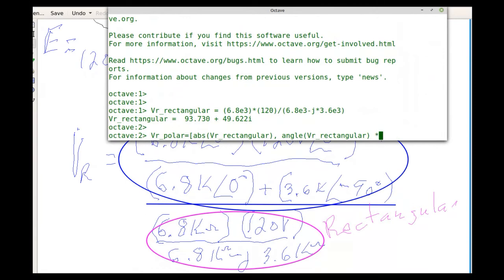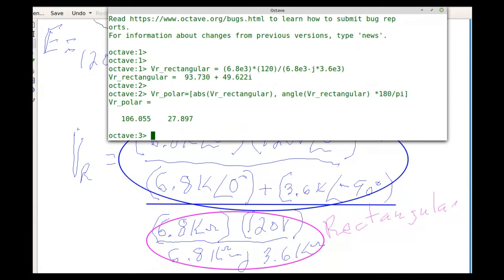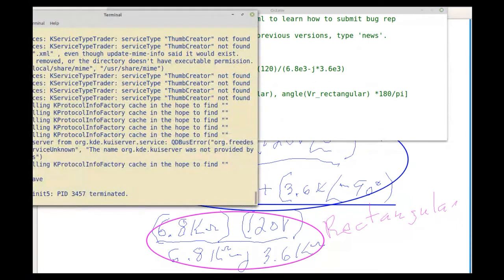So I'm going to convert that times 180 divided by pi, and that then makes it there. So the answer to that is 106 at an angle of 27.9 degrees. Okay. Now, that's not the number that you gave me.